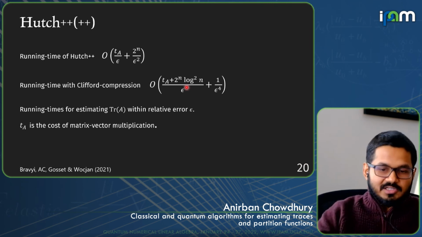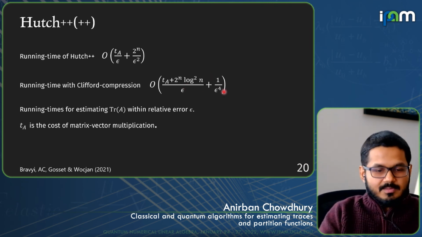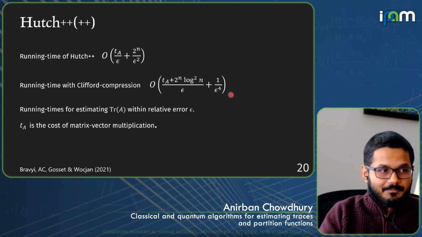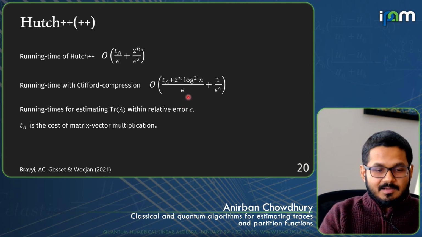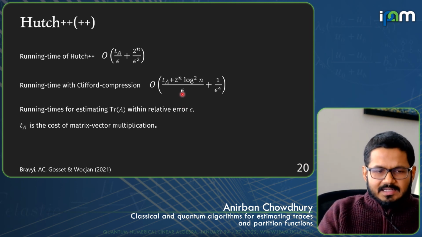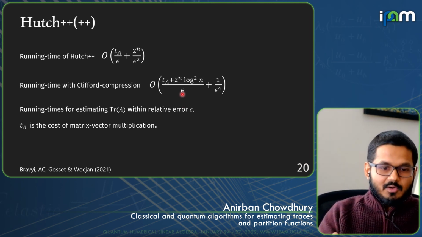So this is an improvement in the regimes where you're not demanding, say, exponentially high precision. Because if you demand exponentially high precision, there's this 1 over epsilon to the fourth factor floating around here, which can become dominant if you demand really ridiculous precision. But for anything like inverse polynomial in n precision, this is an improvement. So this brings me to the end of the classical algorithm.